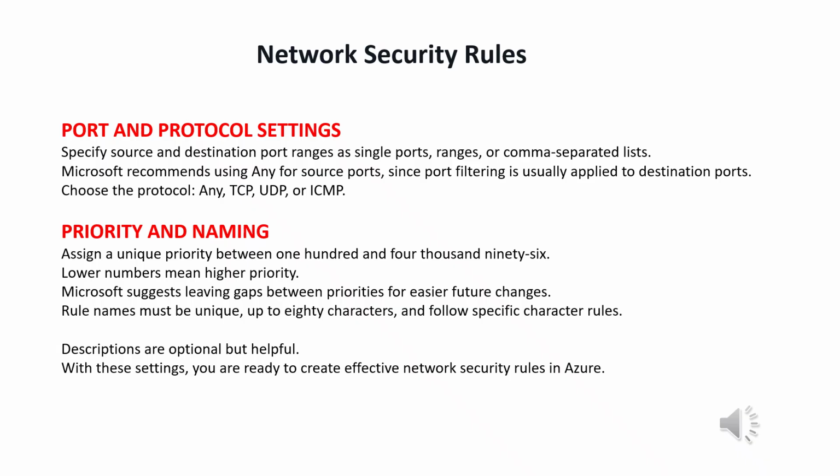Choose the protocol: any, TCP, UDP, or ICMP. Assign a unique priority between 100 and 4096. Lower numbers mean higher priority. Microsoft suggests leaving gaps between priorities for easier future changes. Rule names must be unique, up to 80 characters, and follow specific character rules. Descriptions are optional but helpful. With these settings, you are ready to create effective network security rules in Azure.